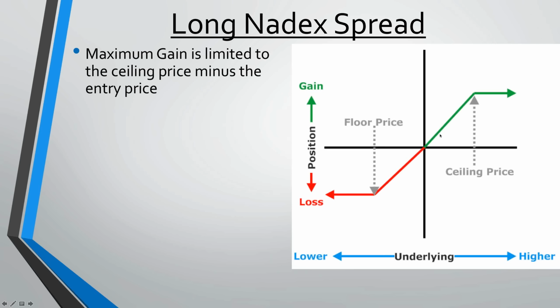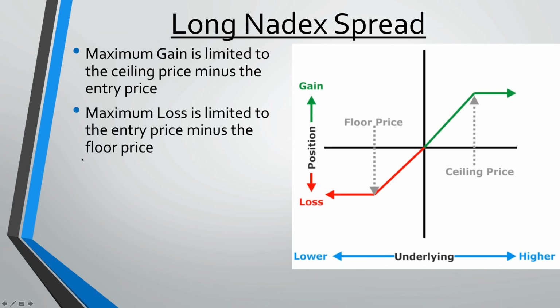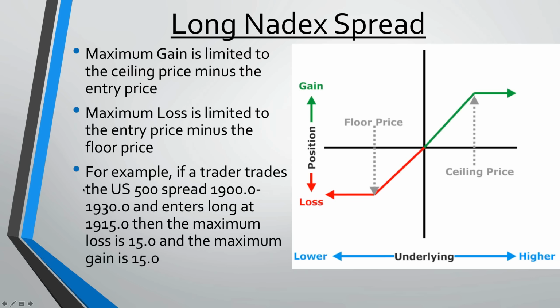If you enter down by the floor, you might have a much higher reward to risk. If you enter closer to the ceiling, you might have a higher risk than reward. But we'll get into that more later. The maximum loss is limited to the entry price minus the floor price. For example, if a trader trades the US 500 spread, the 1900-1930, and enters long at 1915, the maximum loss is 15, the maximum gain is 15.